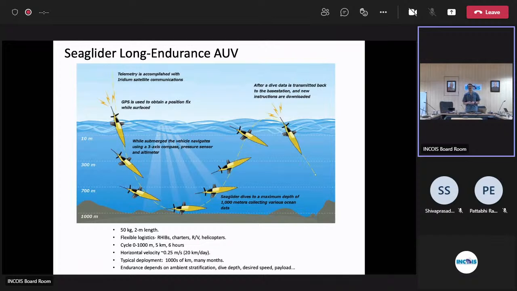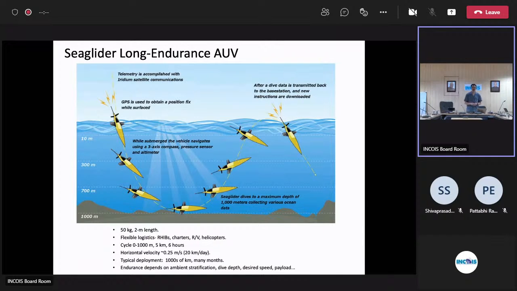When it's at the surface, it gets a GPS fix, so it geolocates, decides where it is, and it communicates home via an Iridium satellite telephone. By doing that, it brings in new commands from shore, and it uploads all of its data back to shore. So we get the data in near real time, with about a 6-hour delay.